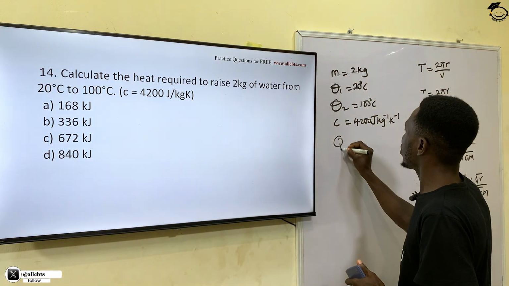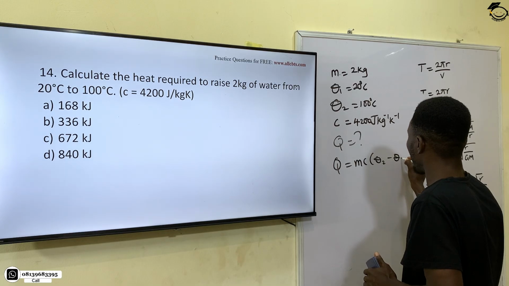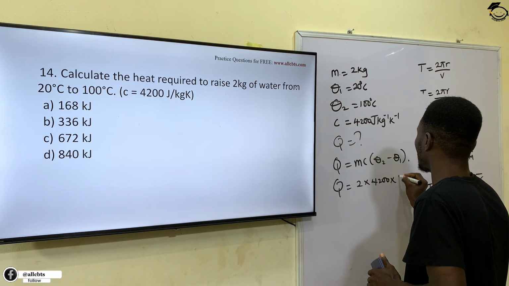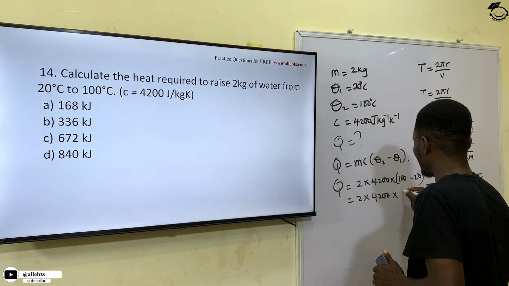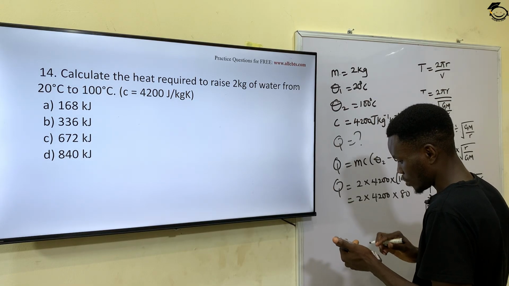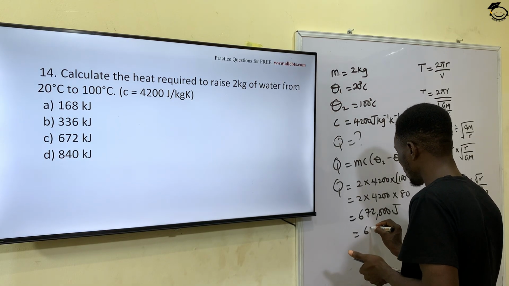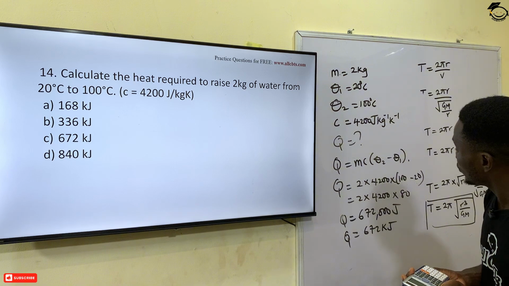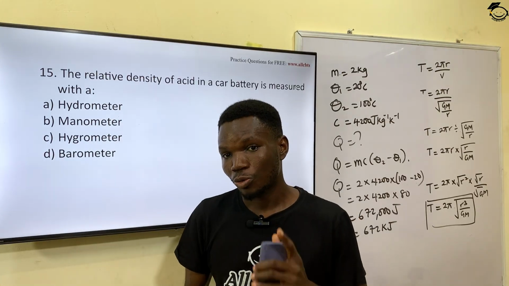So we have to find the quantity of heat. We do not know. But we know that our quantity of heat is equals to mc(θ2 minus θ1). So this means that my quantity of heat is equals to 2 times 4,200 times (100 minus 20), which will give me 2 times 4,200 times 80. So that will give me 672,000 joules, which is equivalent to saying I have 672 kilojoules. So my quantity of heat is 672,000 joules or 672 kilojoules, which is what? Option C.